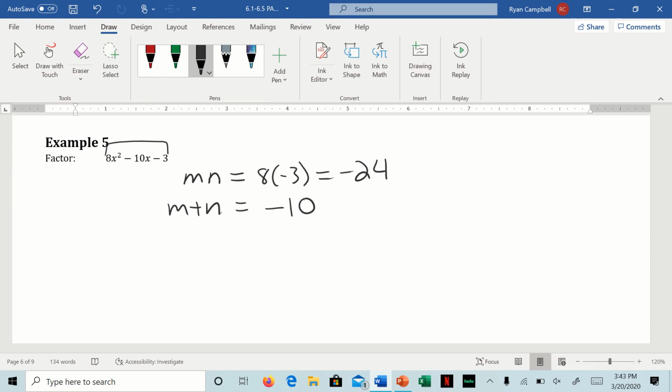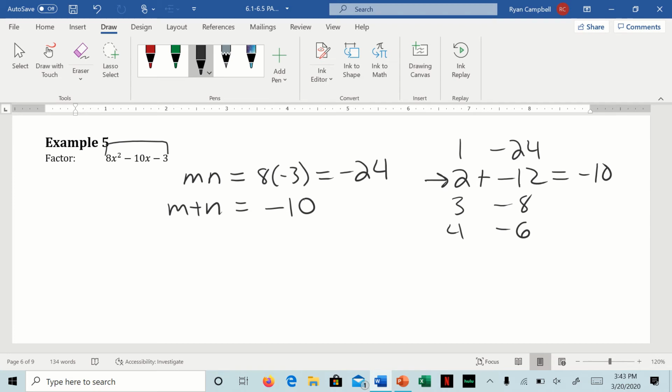So what are the factors of negative 24? We see it's 1 and negative 24 and vice versa. We see that it's 2 and negative 12. We see that it's 3, negative 8, 4, negative 6, and we can put those negatives on either place, right? So after going a little while, hopefully you'll see that this is our case, right? 2 plus negative 12 is negative 10.